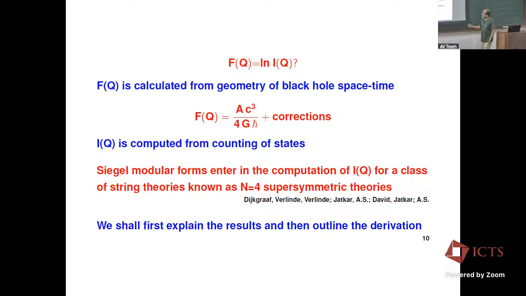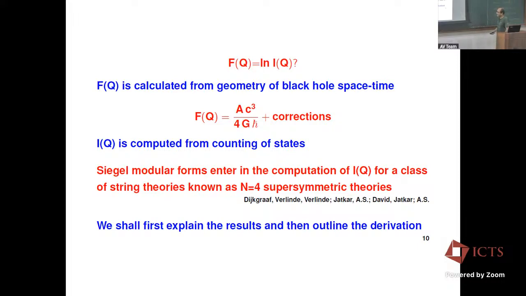So here again I have stated the problem. I have already said what I have said earlier. So is f of q equal to log of I of q? And let me remind you that f of q is calculated from the geometry of the black hole spacetime, which is of this form, this plus corrections. I of q is computed from the counting of states. And this is where the Siegel modular form enters. It turns out that the Siegel modular forms, at least for a class of string theories known as N equal to 4 supersymmetric theories, enter in the computation of I of q.